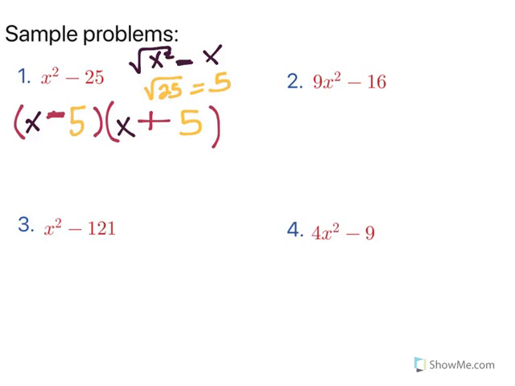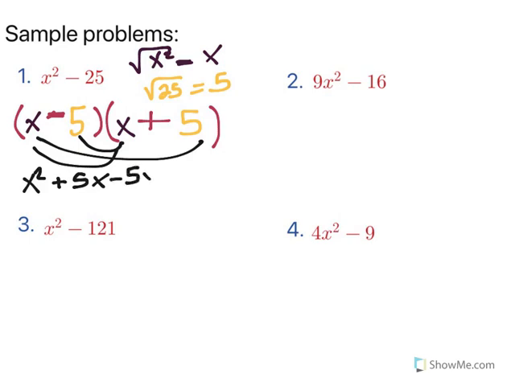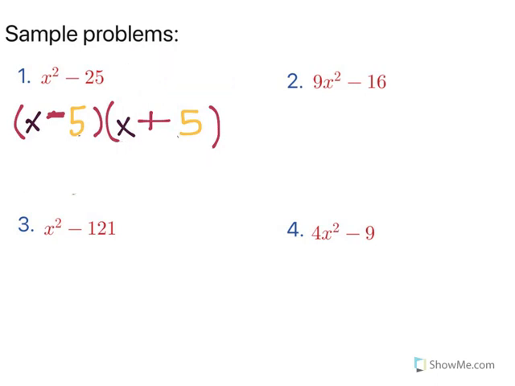It is always best to check your work, so we multiply our first set and we get x squared. Our outer, and we get 5x. Our inner, we get negative 5x, and our last, we get a negative 25. If we were to combine like terms, we would see that the 5x's would cancel each other out, and we would have x squared minus 25. Therefore, our factored form is x minus 5 and x plus 5.